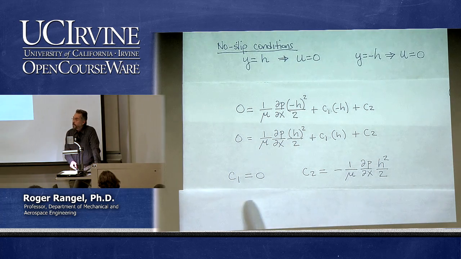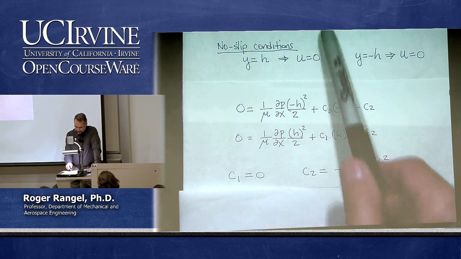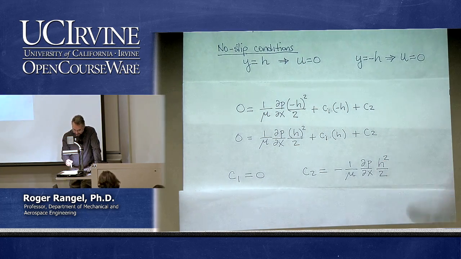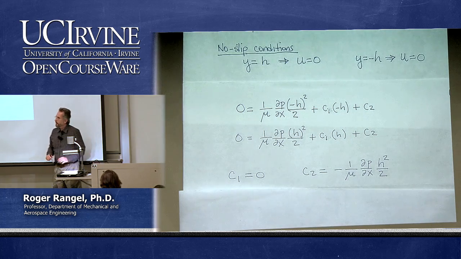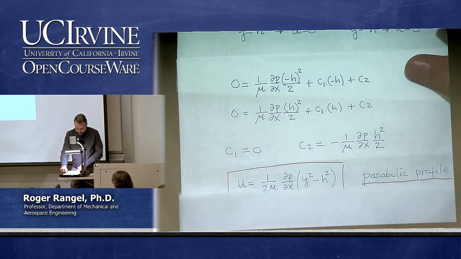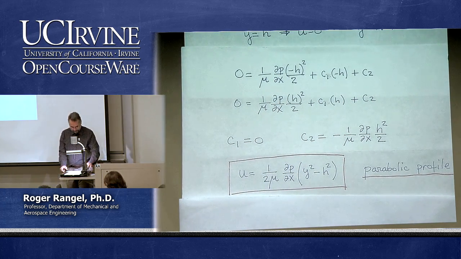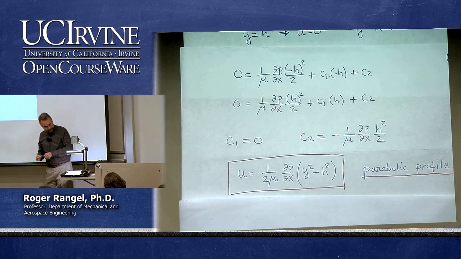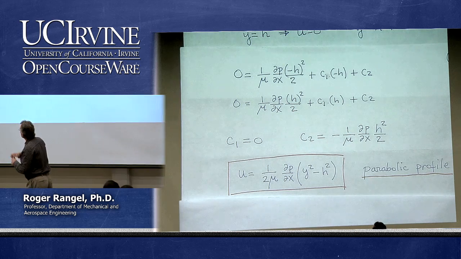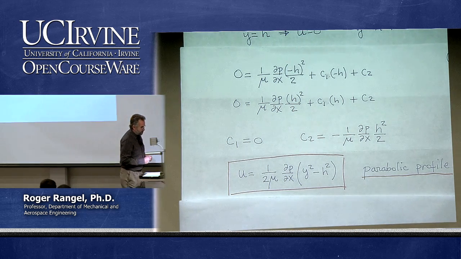You find that C1 is actually 0, the first constant that multiplied the linear term. And the second one is given by that expression. So now that I have C1 and C2, I can clean up the result and put it there. So indeed, it is a parabola. Now the velocity profile looks like this parabola in the red box.